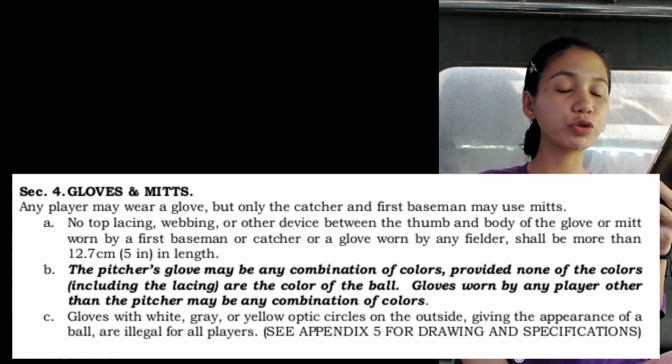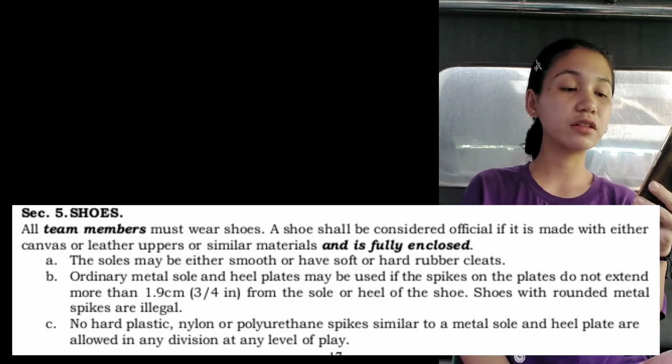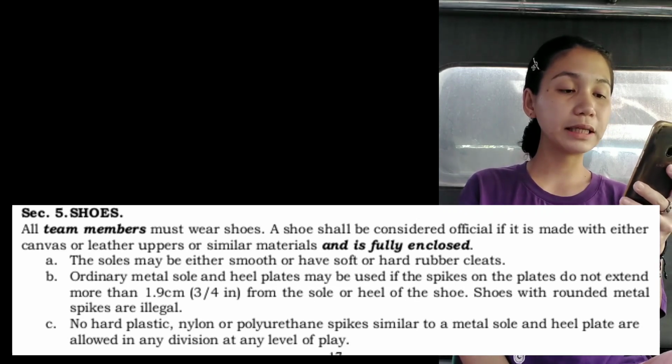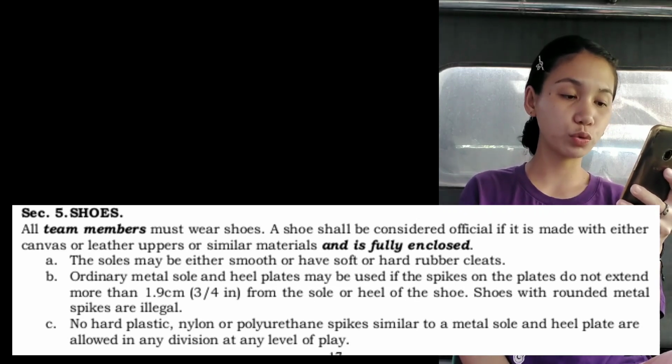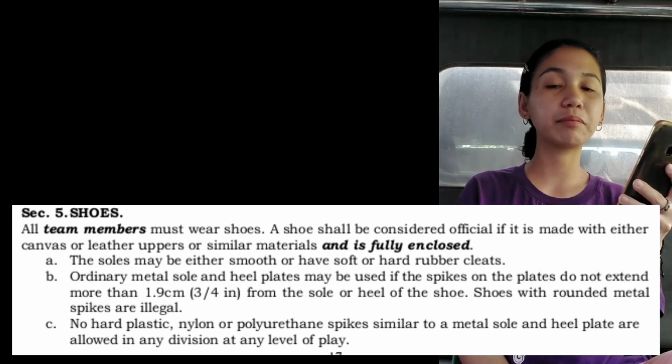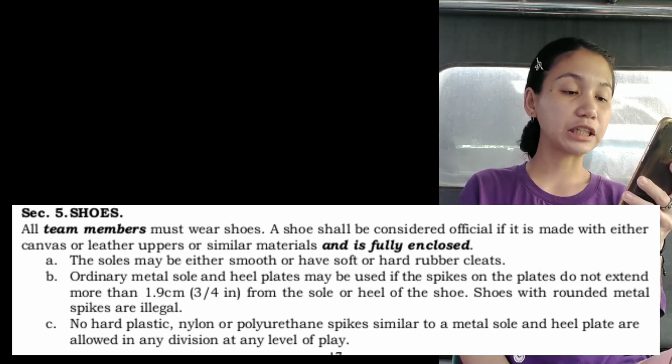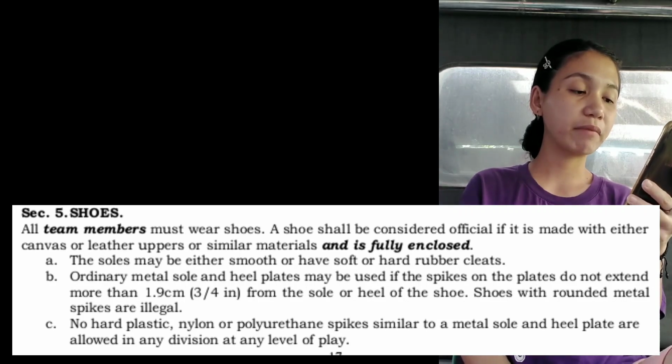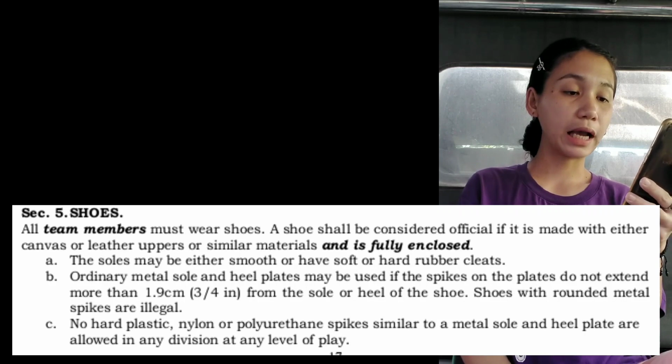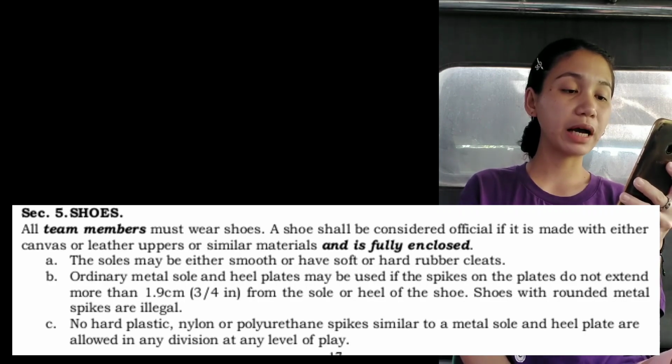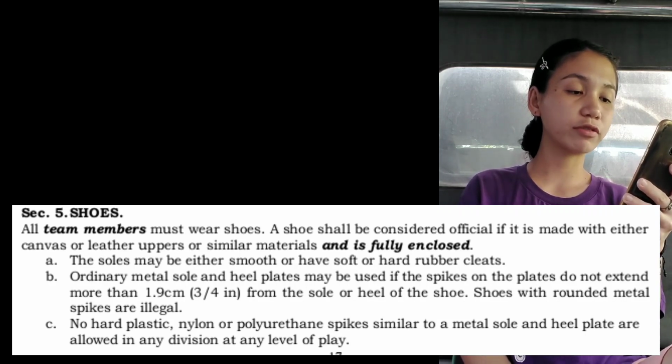Let's move on to rule number 3, section 5, the shoes. All team members must wear shoes. Of course, when we play, we need shoes. A shoe shall be considered official if it is made with either canvas or leather uppers or similar material and is fully enclosed. A, the soles may be either smooth or have soft or hard rubber cleats.